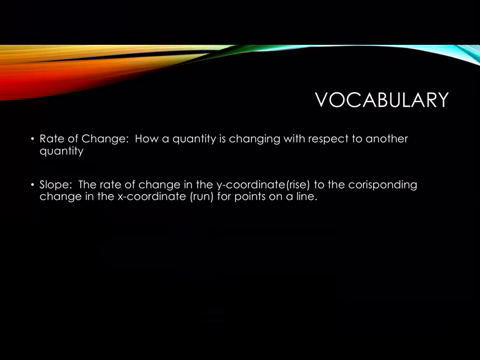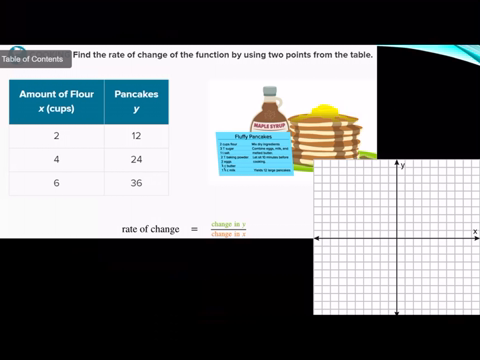Vocabulary. So this is important. Rate of change is how a quantity is changing with respect to another. And slope is the rate of change in the y-coordinate, the rise, corresponding to the x-coordinate, the run. So I'm sure you've heard this, rise over run. So let's take a look.